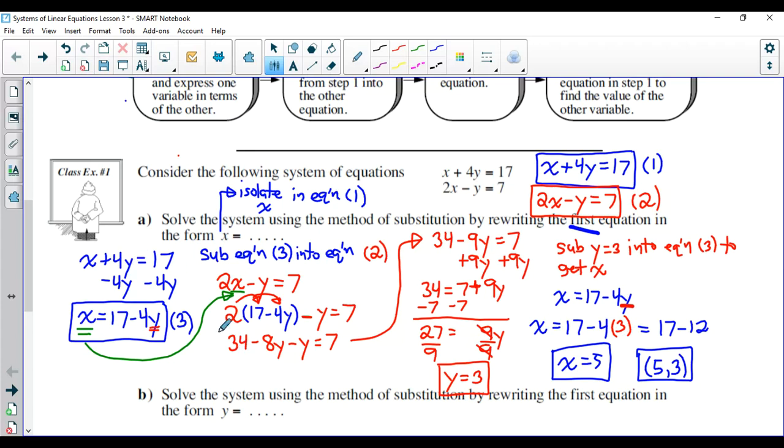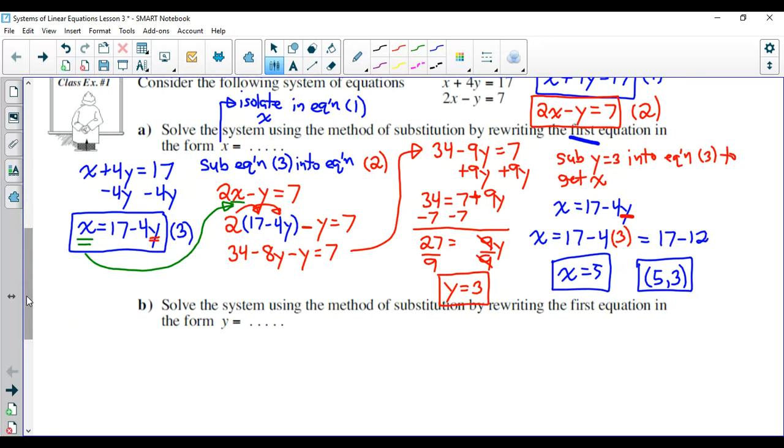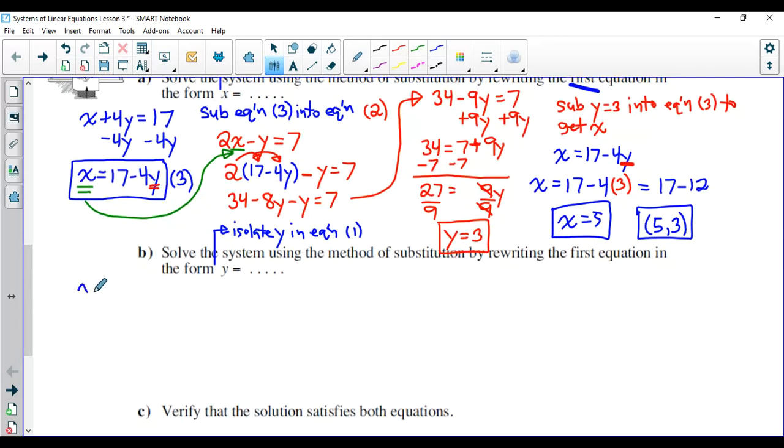Now, we could have actually done this a little bit differently in part B. In part A, it said isolate for x in the equation. Now, part B wants us to do the same thing, except instead of isolating for x, it wants us to isolate for y. It says rewrite the first equation in the form y equals. So that's telling me to isolate y in equation 1. Let's write equation 1 out again. That'd be x plus 4y is equal to 17.